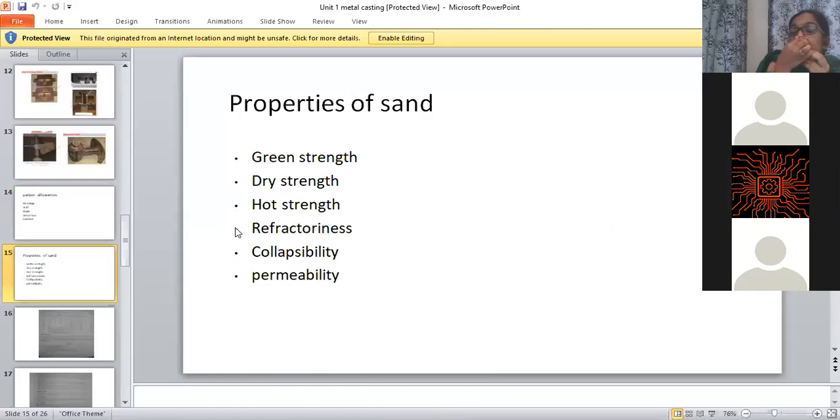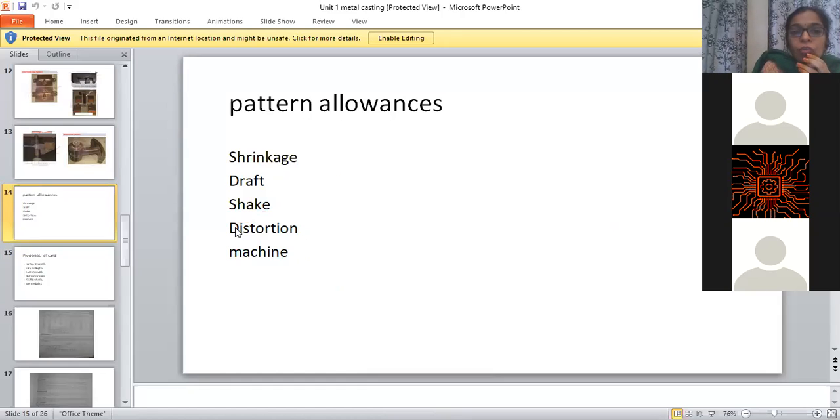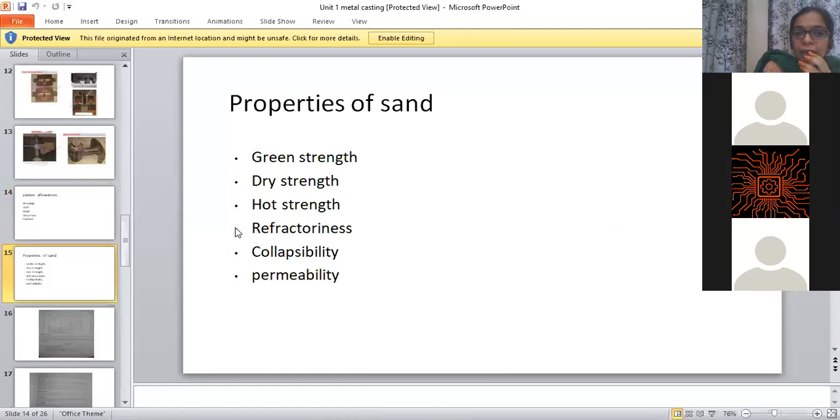Okay. The next gunshot question is properties of sand. Please make a note of it. Mostly you will get questions on pattern allowance and properties of sand. They will ask you to write the properties of sand, right? These are the properties of sand: green strength, dry strength, hot strength, refractoriness, collapsibility, and permeability, right? So please make a note of it.